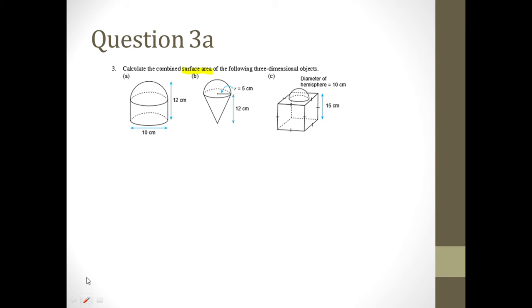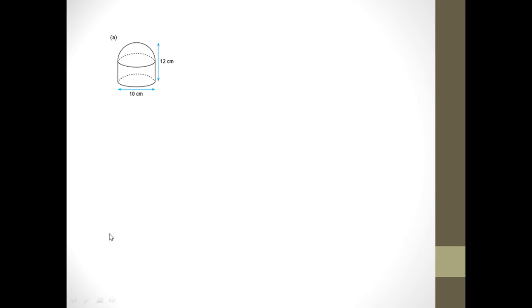Okay, let's see how to solve questions A. For questions A, you can see it is a combination of a hemisphere and a cylinder. So for the hemisphere first, for this part. The hemisphere is half of the sphere. We know that the formula for a sphere is 4 pi r square, so half of it is 2 pi r square.